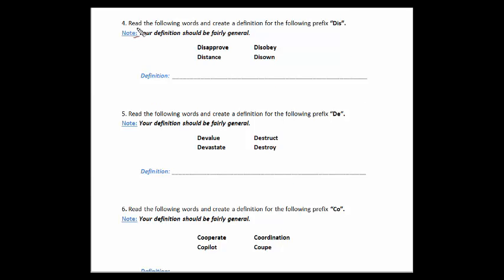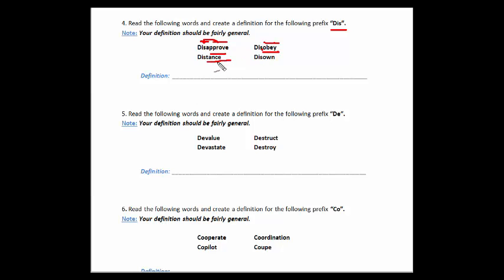Number 4, read the following words and create a definition that's fairly loose. For the prefix dis, we have the root word approve, and when you put the prefix dis on the front, disapprove means it's going to go opposite. It's a negative connotation. It's going to make something from positive to negative. Obey means to do, and when we put the prefix on the front, disobey, we are not going to do. We are going against, so it's going to flip and make it negative.